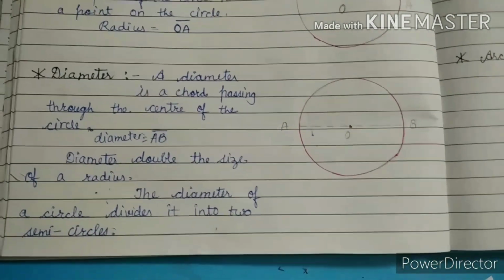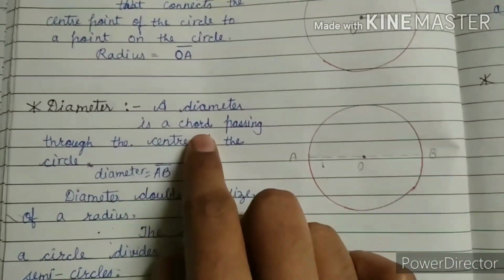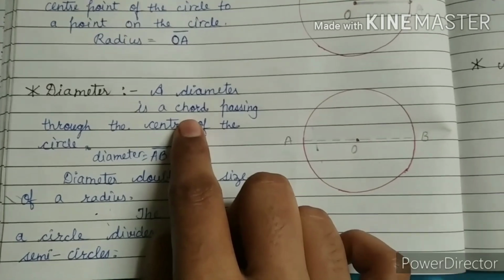Now the new topic is chord, because here we see a diameter is a chord. So what is the meaning of chord? We will see.